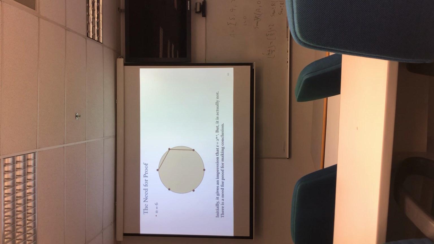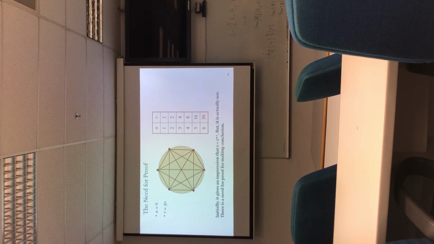But when we check the result of 6 points, you'll find that it is not correct. Because when you have 6 points, if you draw the lines, you'll find that you have 30 regions, not 32. Not 32, it's 30 regions. So this formula actually is not correct in general. Up to 5 points is correct, but once you go further, it's not correct. So you cannot just base on observation. If the conclusion is important, you need to construct a proof.